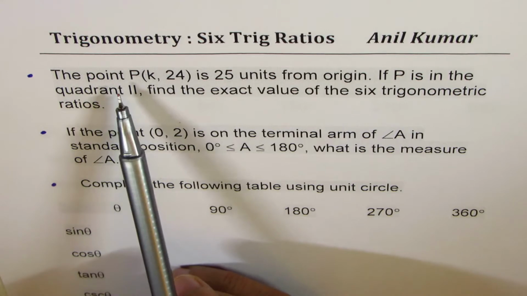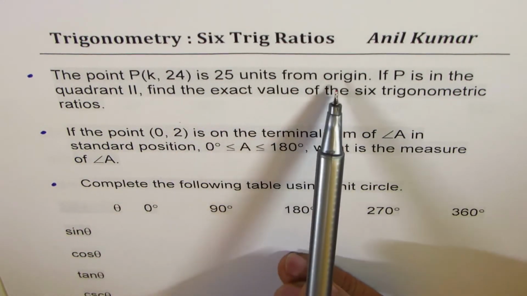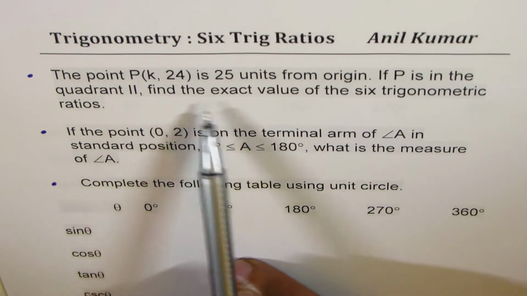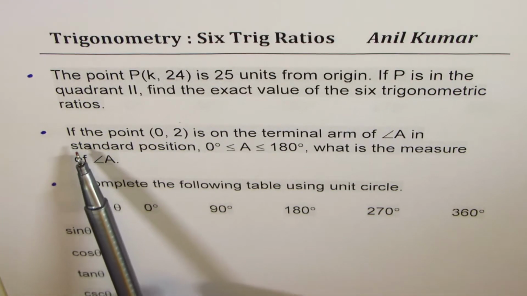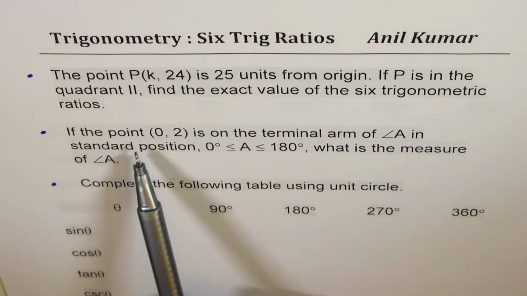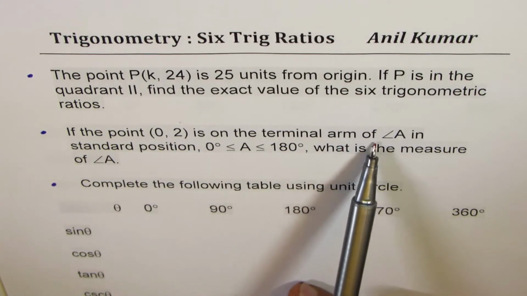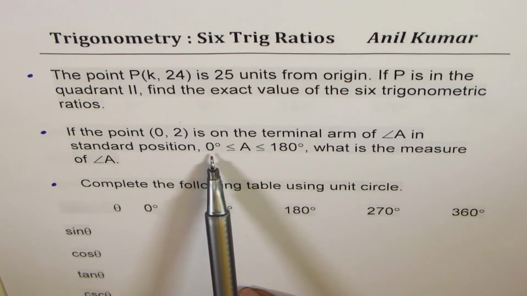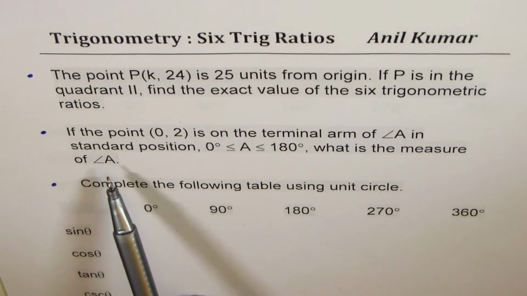First one, the point P, K24, is 25 units from origin. If P is in quadrant 2, find the exact value of 6 trigonometric ratios. Question number 2 is, if the point 02 is on the terminal arm of angle A in standard position, where A is between 0 to 180 degrees, what is the measure of angle A?